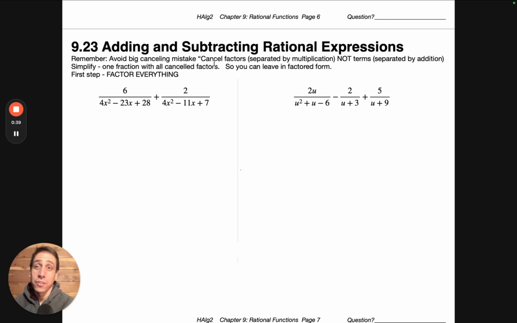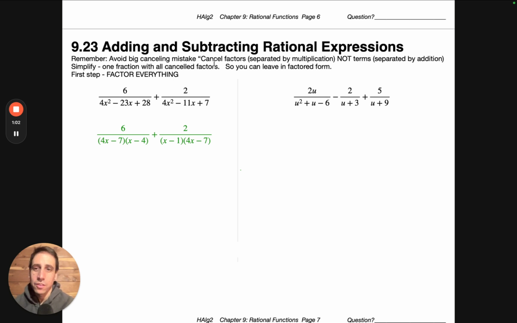And so the first step is going to be, if you don't see anything in factored form, make it in factored form. Factor everything like this. So you can see this first problem. You've got to factor the denominators. And I show the work elsewhere, but you can use a box, you can split the middle, however you want to factor. And now that it's in factored form, you can actually start using it.